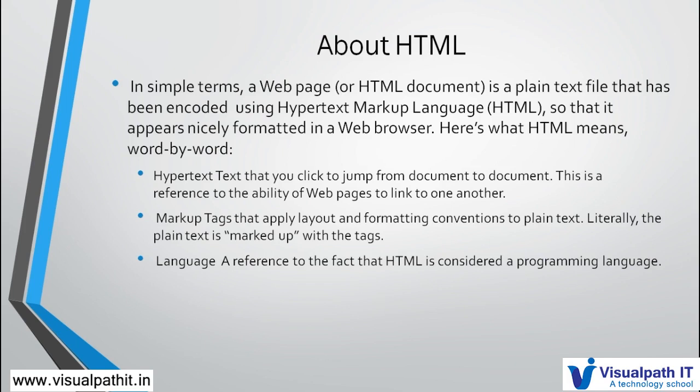Here, let's see what HTML means word by word. As you see on the first sub-bullet, hypertext is text that you click to jump from document to document. This is a reference to the ability of web pages to link to one another. It means when you click on a text, it jumps from one document to another document, which has been linked to each other.